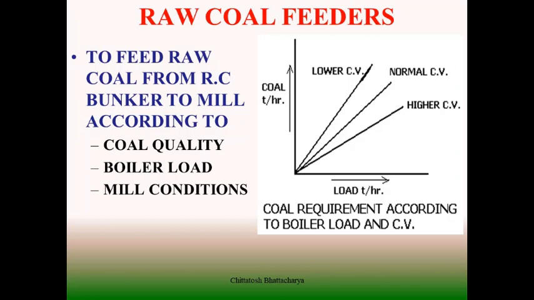Again, when boiler load is less, naturally coal feeding has to be reduced, and when boiler load is more, we have to increase the coal feeding. So naturally we find that depending upon the coal quality and boiler load, coal feeding is varied by the coal feeder. Besides that, in terms of mill condition, when the mill cannot grind the coal sufficiently, then also we have to restrict the coal flow, and that is done by coal feeders.